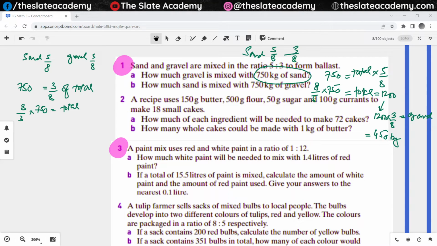Yes, Miss Anam? So total weight is 2000 kg. And now sand is equal to 5 out of 8 of total. So 5 out of 8 into 2000, which is equal to 10,000 divided by 8, which would be 1250 kg. Good job, Miss Anam. Please quickly move to the next question, which I've highlighted, question 3.